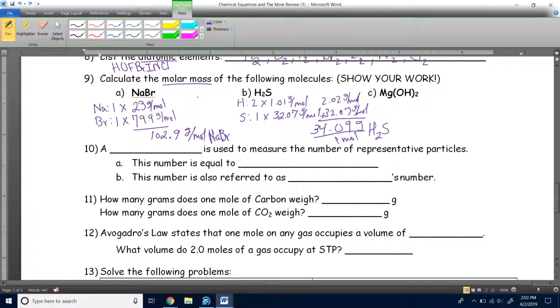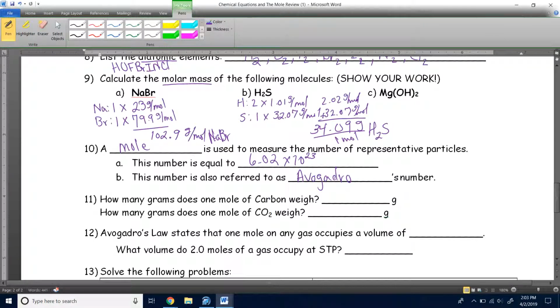Number 10, a blank is used to measure the number of representative particles. It's what we've been working on for the past 2 weeks. It is the mole. A mole is used to measure the number of representative particles. And this number is equal to 6.02 times 10 to the 23, and this number is also referred to as Avogadro's number. Number 11, how many grams does 1 mole of carbon weigh?